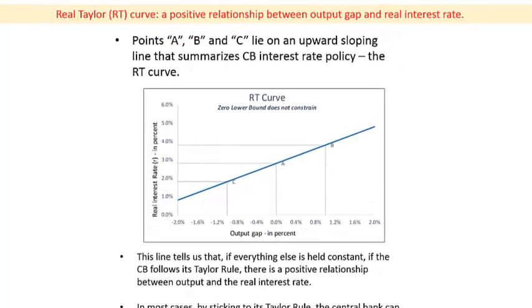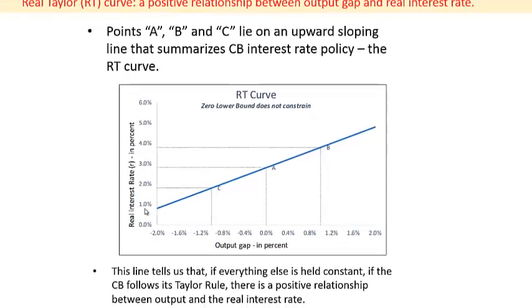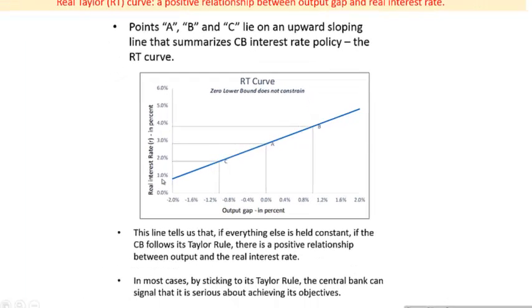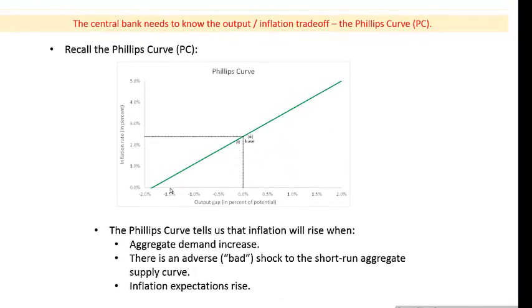So points A, B, and C lie on an upward sloping line that summarizes central bank interest rate policy. This is the RT curve. This line tells us that if everything is held constant and the central bank follows its Taylor rule, there will be a positive relationship between output and the real interest rate. In most cases, by sticking to its Taylor rule, the central bank can signal that it is serious about achieving its objectives. Now, there's a couple of things we need to know.